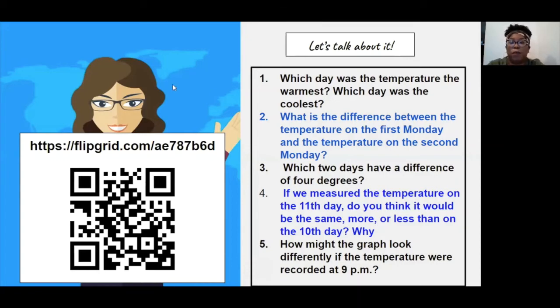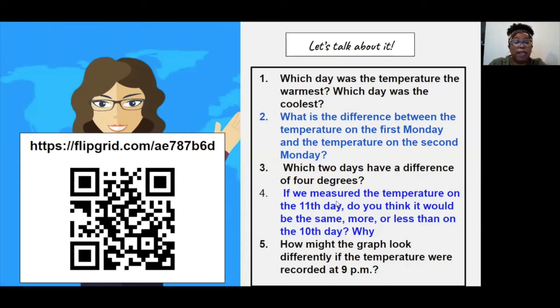So question number 1. What day was the temperature the warmest? Which day was it the coolest? Question 2. What is the difference between the temperature on the first Monday and the temperature on the second Monday? Question 3. Which 2 days have a difference of 4 degrees?